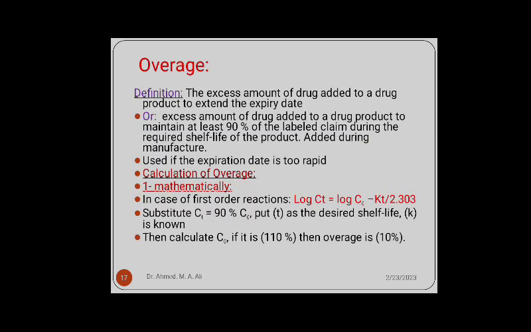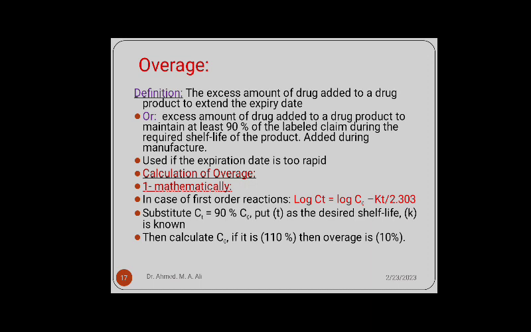Overage, the excess amount of drug. Overage is the excess amount of drug added to a drug product to extend its expiry date, or excess amount of drug added to a drug product to maintain at least 90% of the labeled drug claimed during the required shelf life of a product, added during manufacture. Overage is used if the expiration date is too rapid. It is used for safe drugs, not potent and toxic drugs, as we can put an excess of the drug in the dosage form.